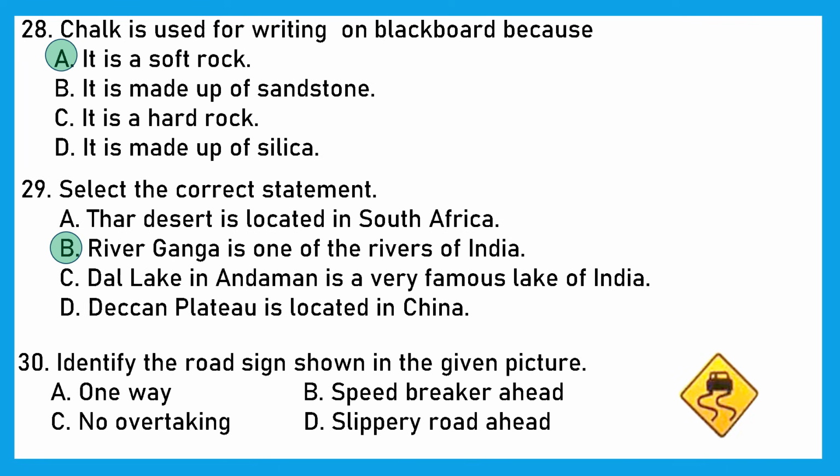Question 30. Identify the road sign shown in the given picture. Oh, and it looks like a slippery road ahead. Option D is the right answer.